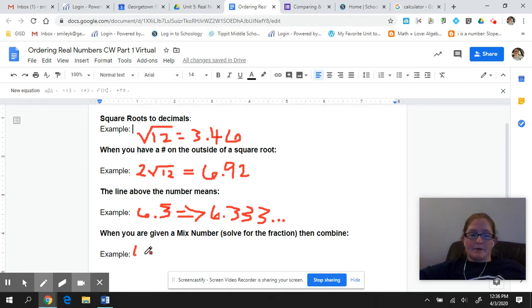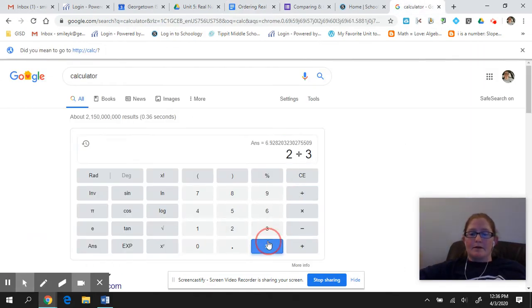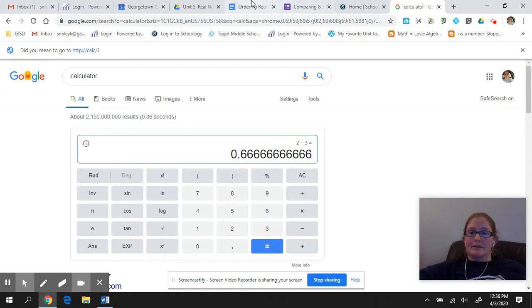If you're given a mixed number like 4 2/3, remember you're just going to find the decimal of the fraction part, and then bring it back. So 2/3 is 0.66666, so I would put 4.66666, or 4.6 with a line over it. But remember, you're just going to divide this. So I would go over here and say 2 divided by 3. That's how I got my 0.666.